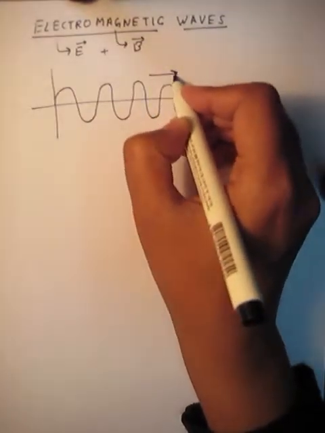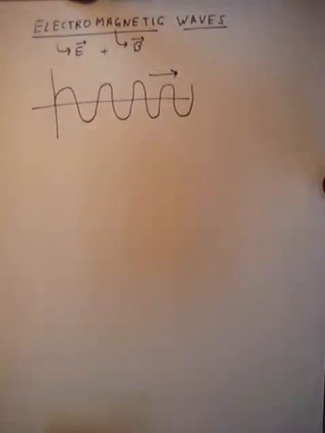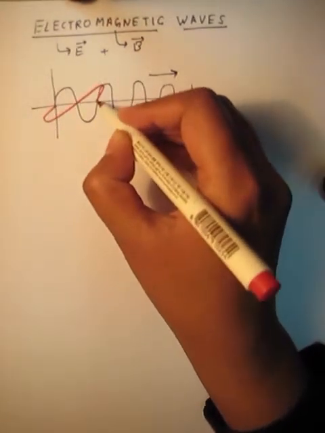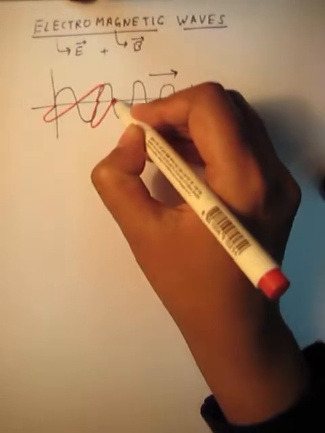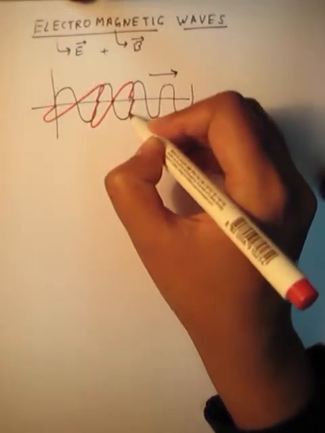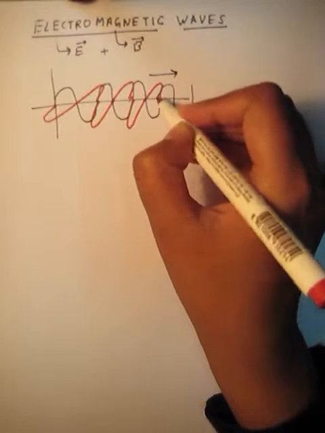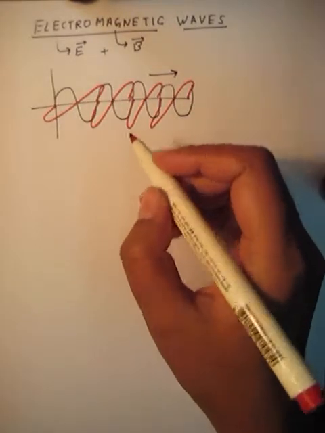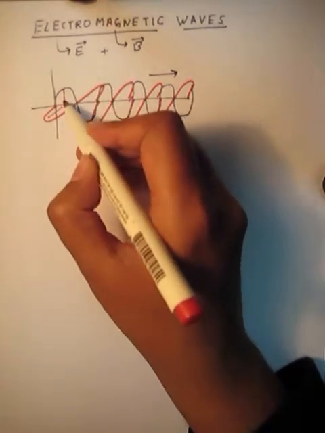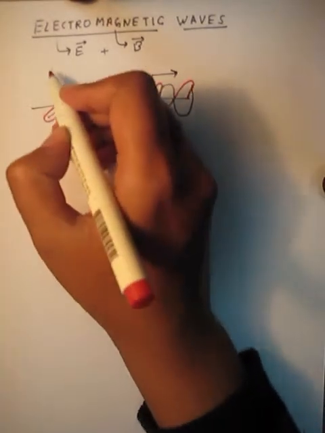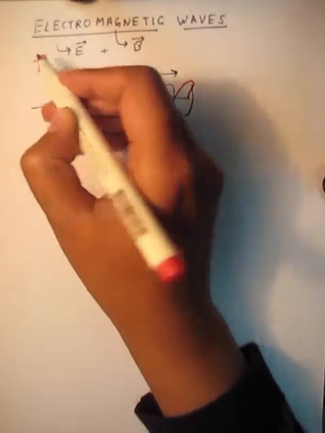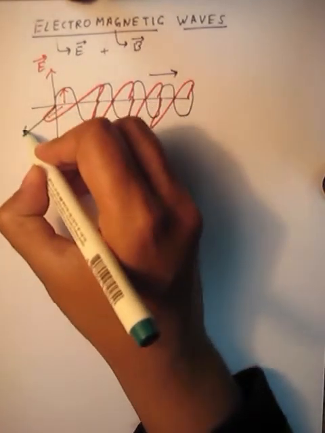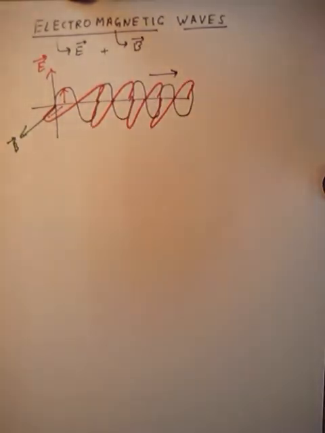and it's moving along this direction, then the magnetic field will be on a plane perpendicular to this plane, and it will look something like this. So if the electric field is in this direction, so let us say this is the electric field, then the magnetic field is along this direction.